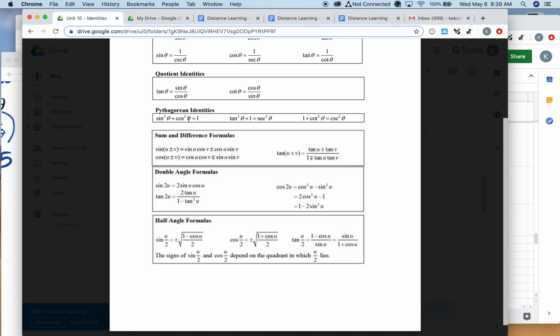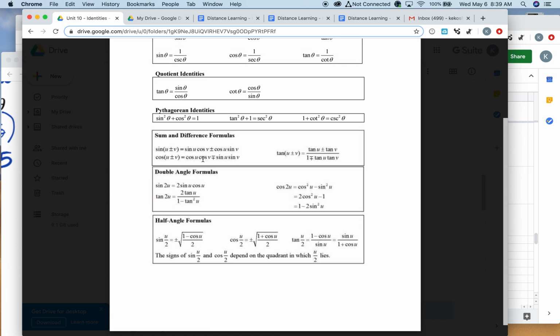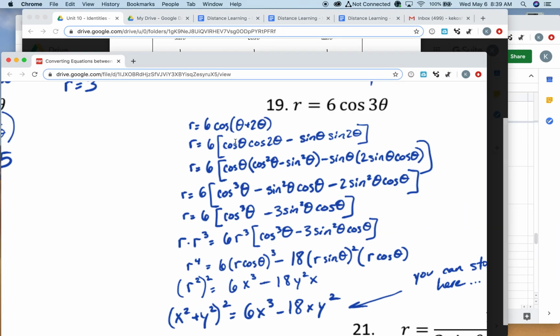So I want to come over here to this formula and use the fact that cosine of u plus v is equal to cosine cosine, sine sine, with the opposite sign. Remember how we talked about that before? So cosine of theta plus 2 theta is going to be equal to cosine theta times cosine 2 theta minus sine of theta times sine of 2 theta, which is what I wrote here.